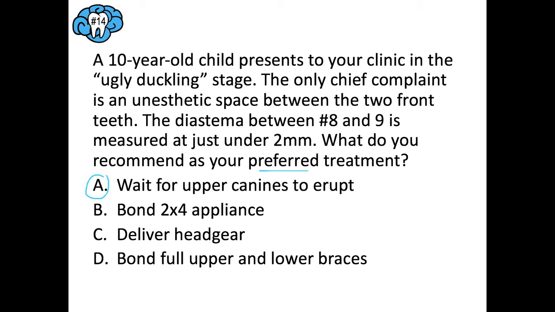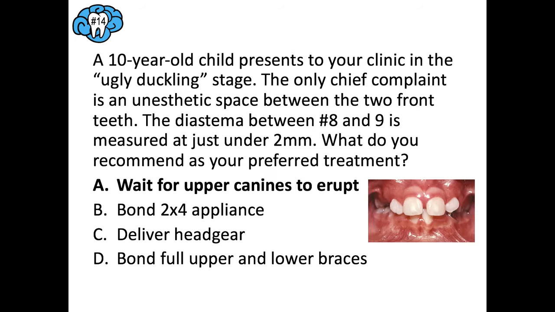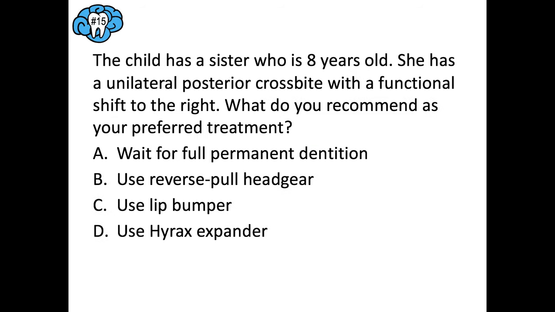Bonding a 2x4 appliance might be a good option if you're trying to close a space larger than 2 millimeters. Delivering headgear might be for a severe overjet situation. Bonding full upper and lower braces is a very, I don't want to say aggressive, but that's a pretty bold treatment plan for a 10-year-old child with a whole bunch of baby teeth still in their mouth. So when in doubt, pick the most conservative option. In this case, the answer is A.